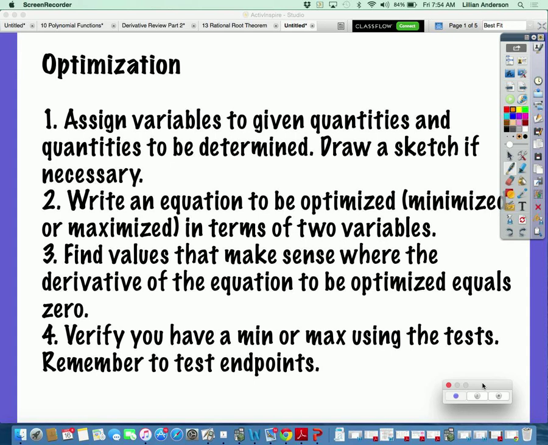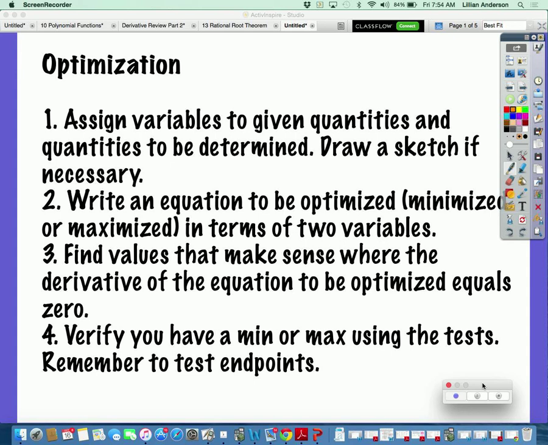Third, you want to find the values that make sense to the problem. Find the values where the derivative of the equation to be optimized equals 0. More than likely you're trying to maximize or minimize something, which means you set the derivative equal to 0, solve for your variable, and make sure that value makes sense.